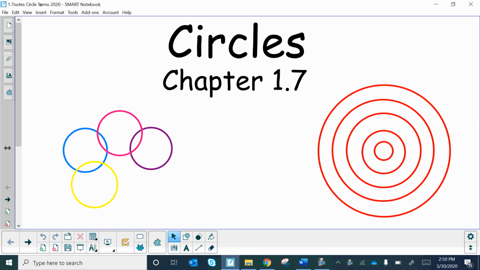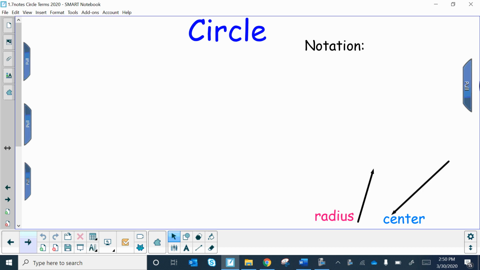All right, guys, we're going to go on to our next unit, and that's going to be for circles. So this first section that we're going to do is pretty simple. It's just a bunch of terminology about circles, and some definitions. So let's formally go over the definition of circle.